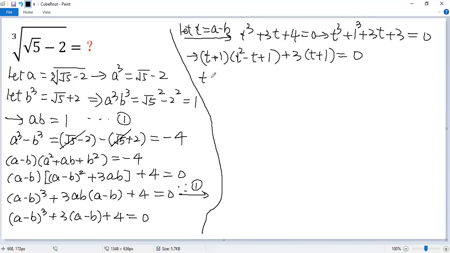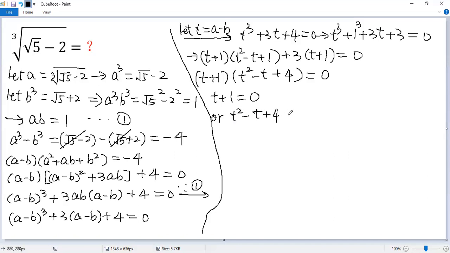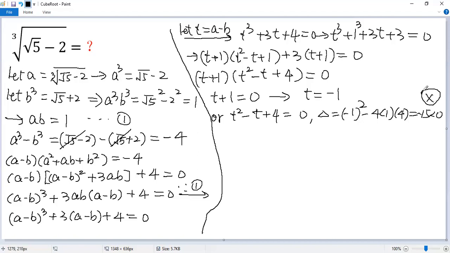Take the common factor T plus 1 out, so we get T squared minus T plus 1 plus 3, so plus 4 equals 0. So we get either T plus 1 equals 0 or T squared minus T plus 4 equals 0. From the first one, we get T equals -1. For the second one, the discriminant delta equals -1 squared minus 4AC, so it will be 1 minus 4 times 4, so it will be -15, less than 0. So no real solution. So the only real solution would be T equals -1.